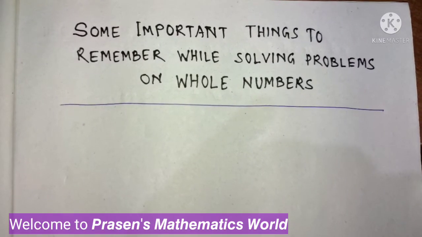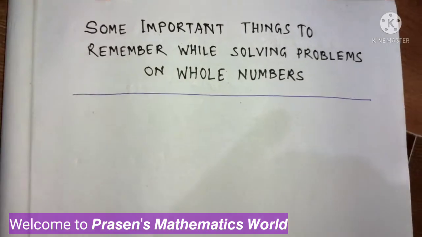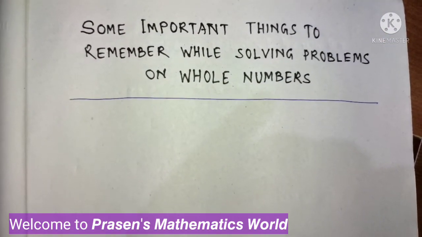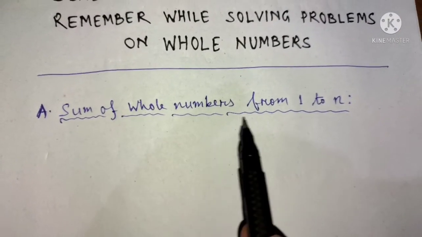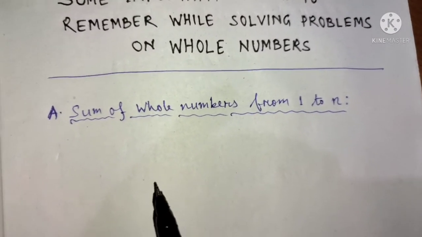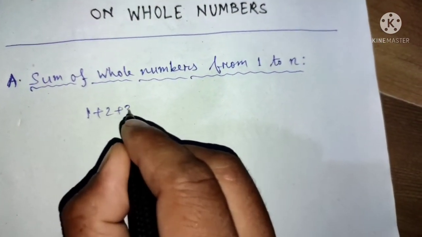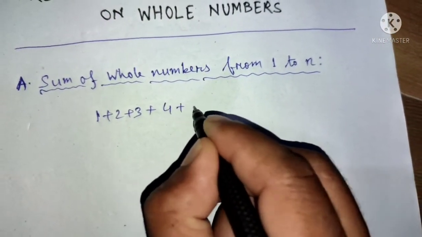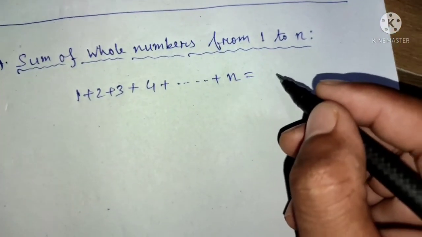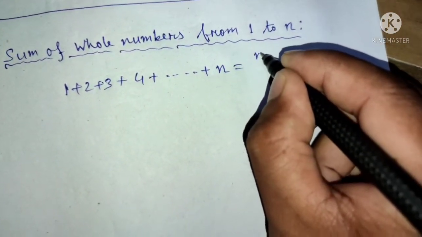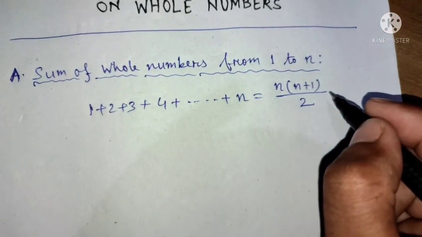So we shall discuss some important things to remember while solving problems on whole numbers. So let's see what these important things are. First of all, let's see the sum of whole numbers from 1 to n. If numbers are given from 1 to n, suppose 1 plus 2 plus 3 plus 4 plus ... up to n, then what is the sum of this? Shortly we can find it by using the formula n(n+1)/2. So this is the formula you can apply.